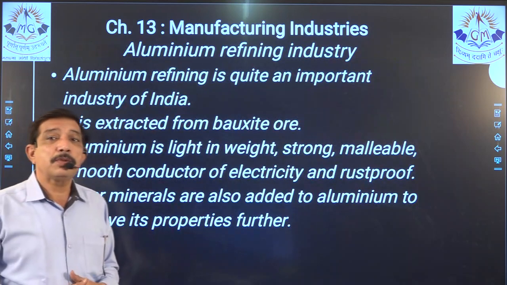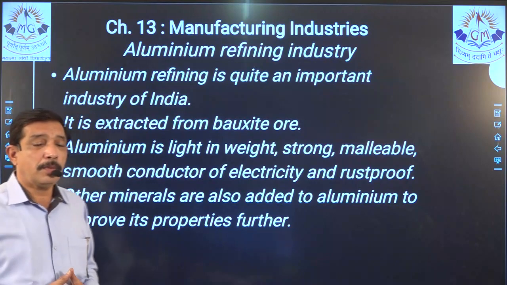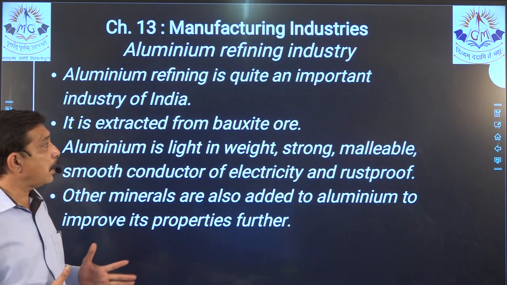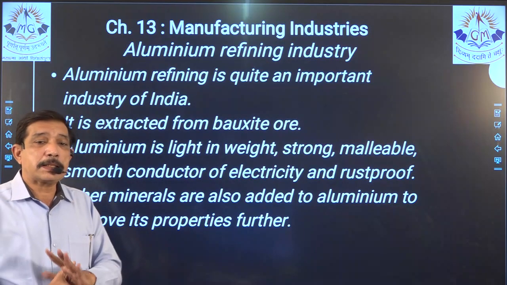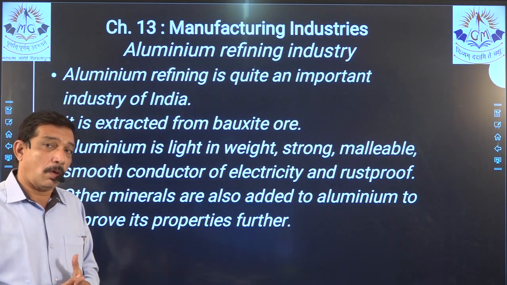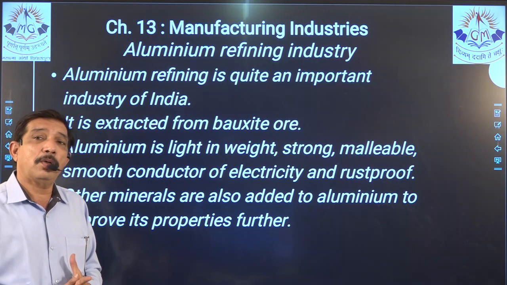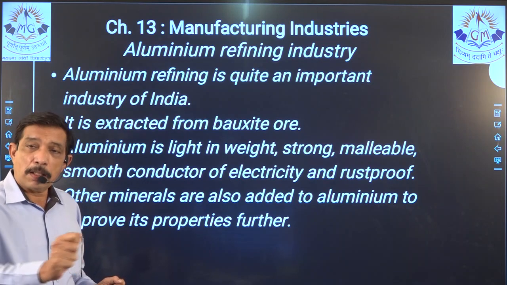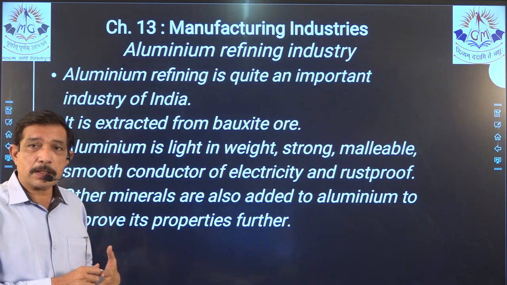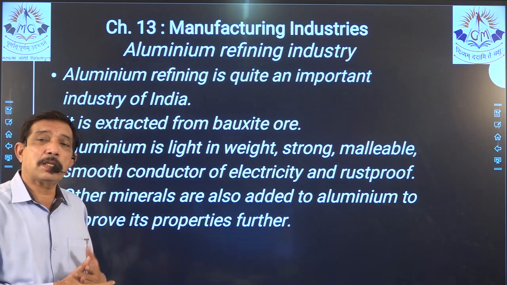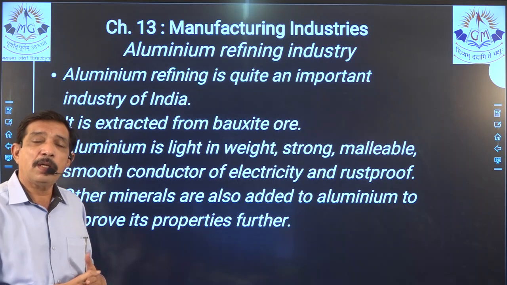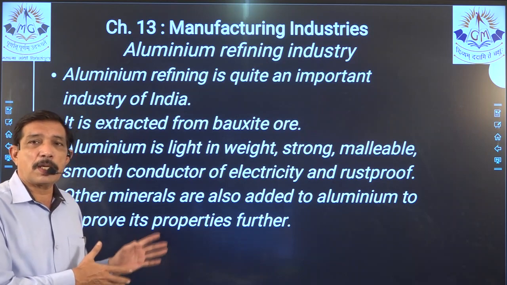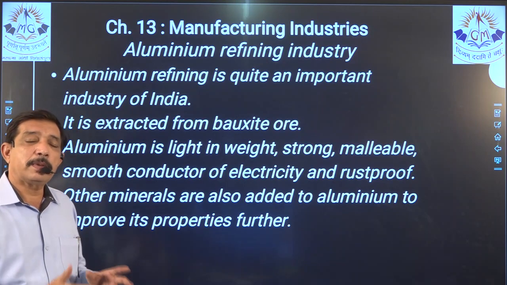Now we come to aluminum. Aluminum refining is quite an important industry in India. It is extracted from bauxite ore, right? So this is a very good MCQ also. The ore of aluminum is known as dash, that is bauxite. Which of the following is the ore of aluminum? Bauxite, galena and 3-4 names only, and that is MCQ.